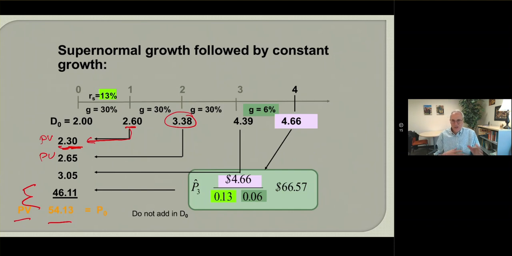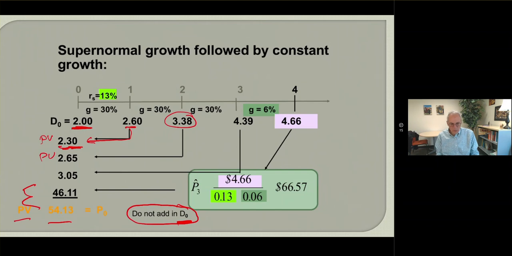Now, I'll show you the cash flow here in a minute, but one thing, you got to write this down and make note of that. Do not add in D of 0. So this $2 didn't make it into that list there. All we're doing is we need that $2 to get to 2.60 and so on, but it does not get added in there because remember, it's always like it just got paid. So we just assume, okay, that's not in the price because the price represents all the future dividends, okay?